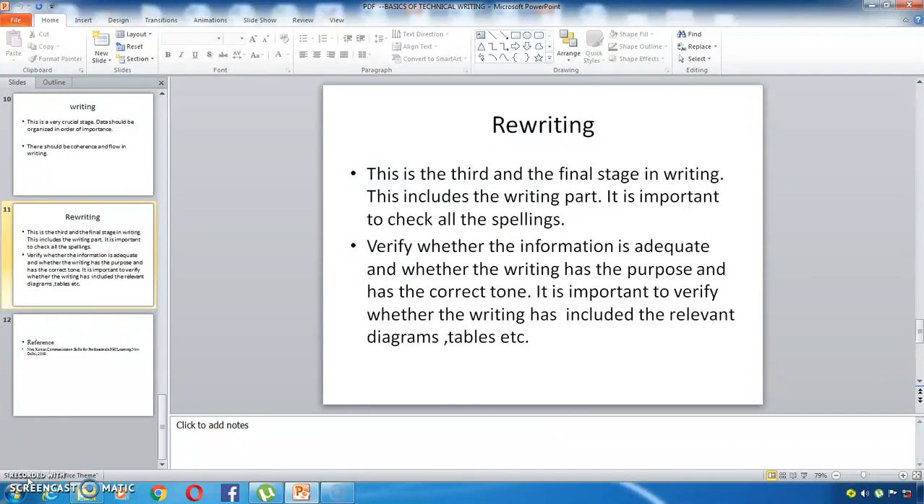The last stage is, of course, the rewriting stage. It's a final stage also. Here comes the correction part. Here you have to check all the spellings, and find out whether the information is adequate, whether to add any other information, and we should analyze whether we have fulfilled the purpose and whether it maintains the correct tone. It's also very important to verify whether the writing has included the relevant diagrams and tables.